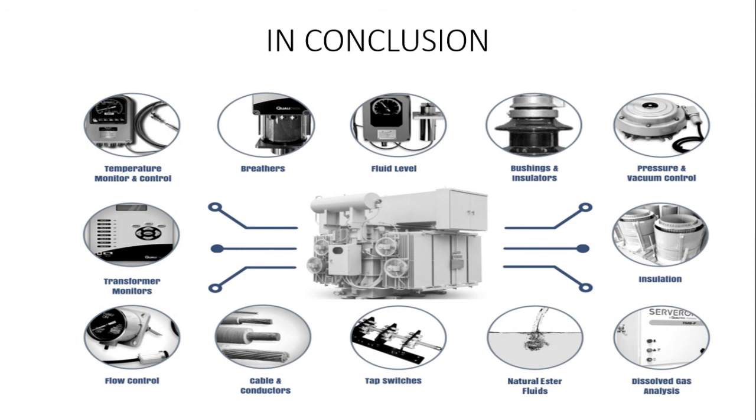And in conclusion, this is the full design incorporating the protection devices on a commercially used transformer. There's a fluid level gauge, a breather, a transformer monitor, a flow control, and many more. As we mentioned, it incorporates such protection devices to avoid any catastrophic failure that could result in a shortage of electrical supply in our nation.